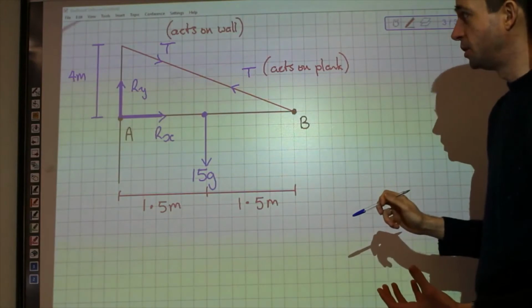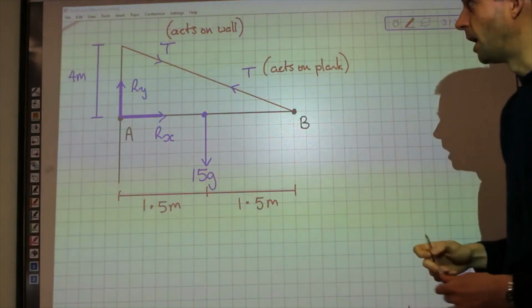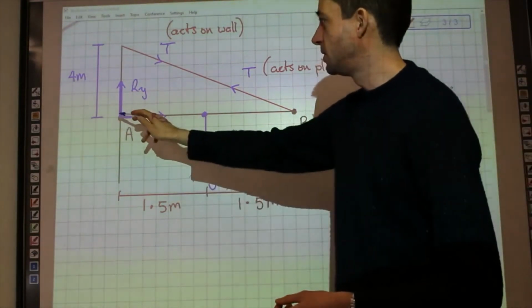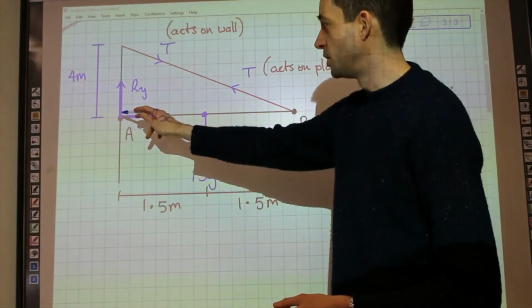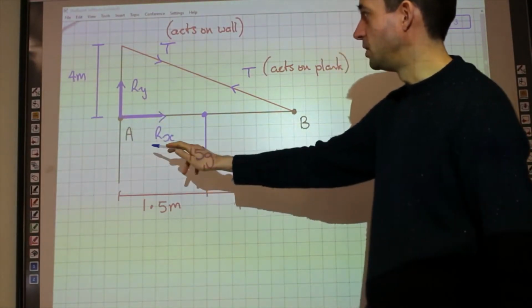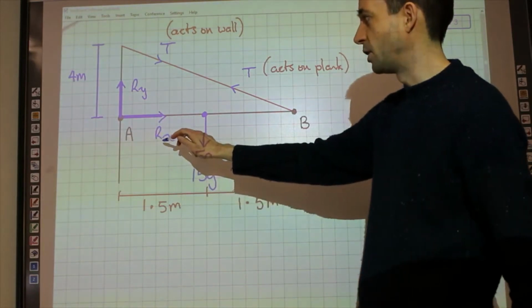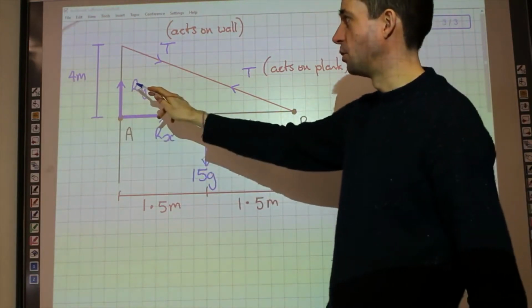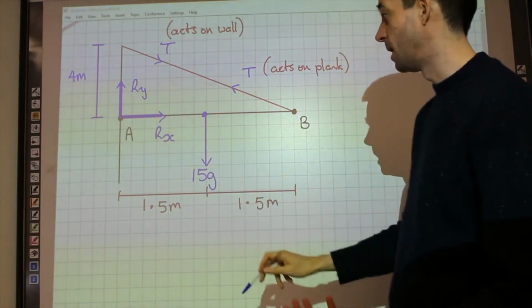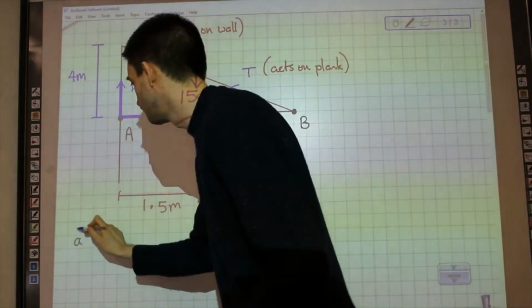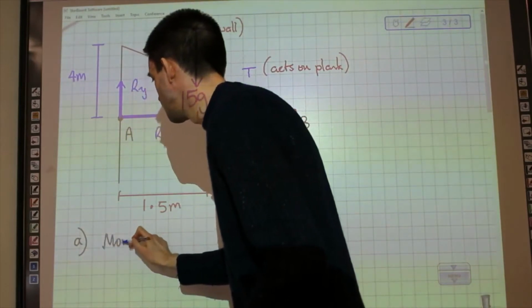And what I want to do to be able to do that is take moments about the point A. The reason I want to take moments about the point A is I've got an unknown reaction X, I've got an unknown reaction Y. So if I take moments about this point, I can ignore both of them because currently they're unknowns.